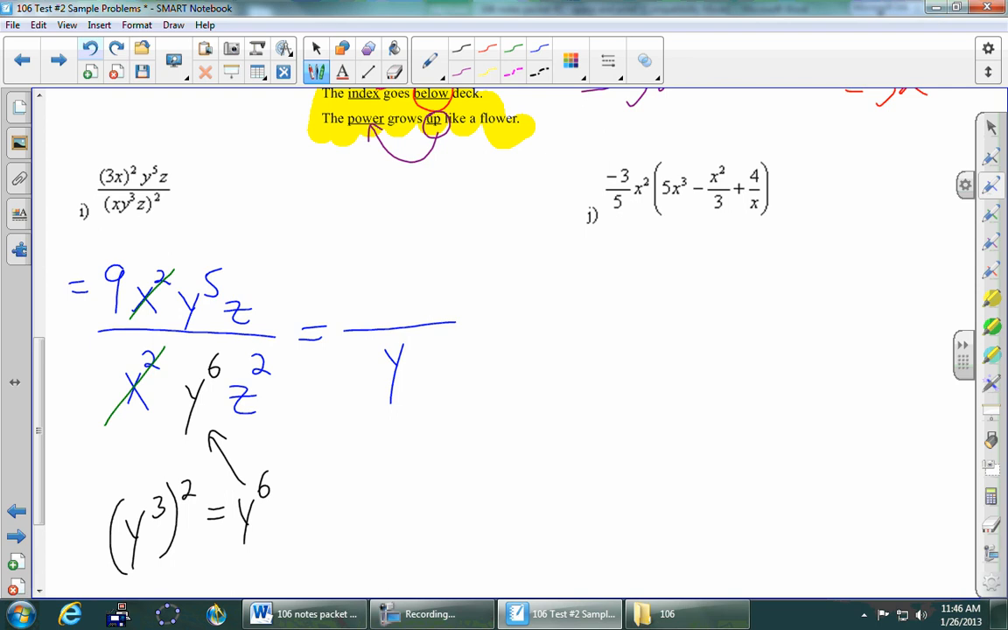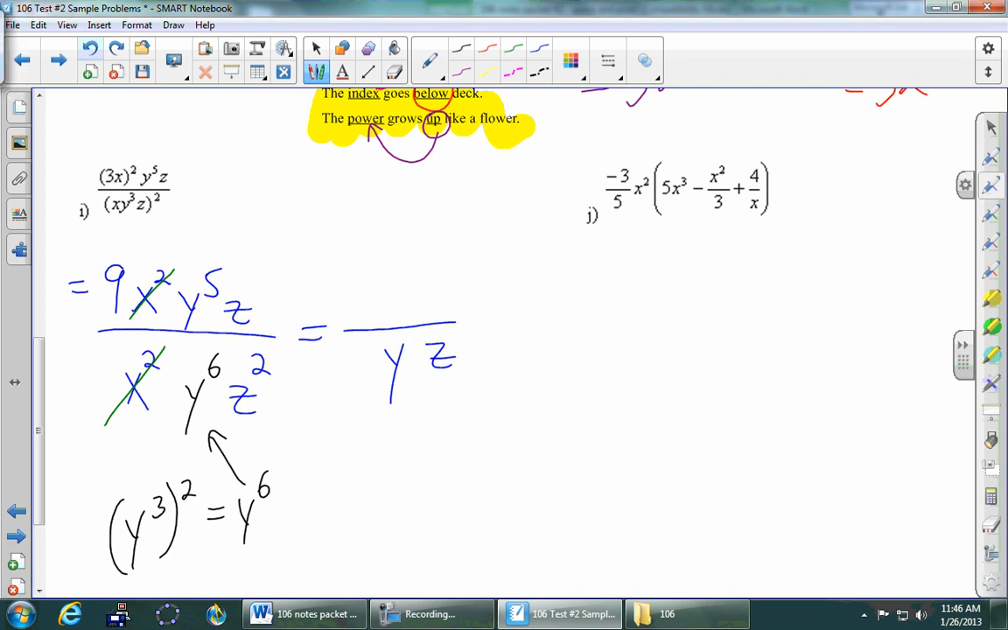Same idea with the z's. You're going to subtract the powers. There's an invisible 1. So 2 minus 1 is also 1. So we have 1 z left over. And where is it? It's also in the bottom because that's where there were more z's. There were z squared compared to only z to the 1st. So there's a solitary z left downstairs.